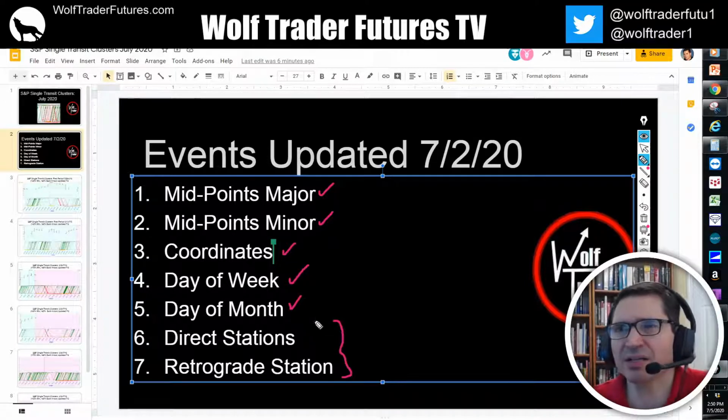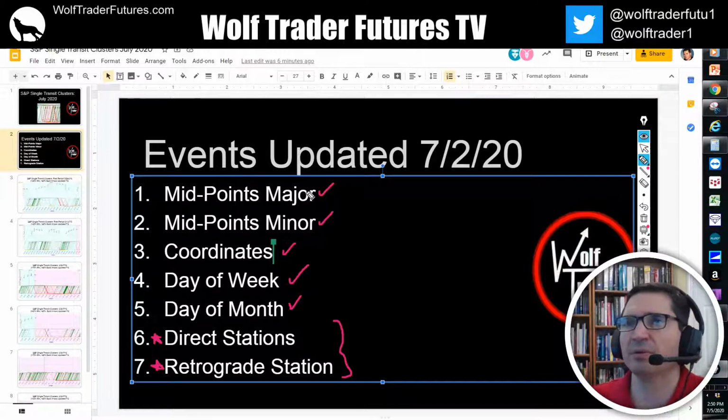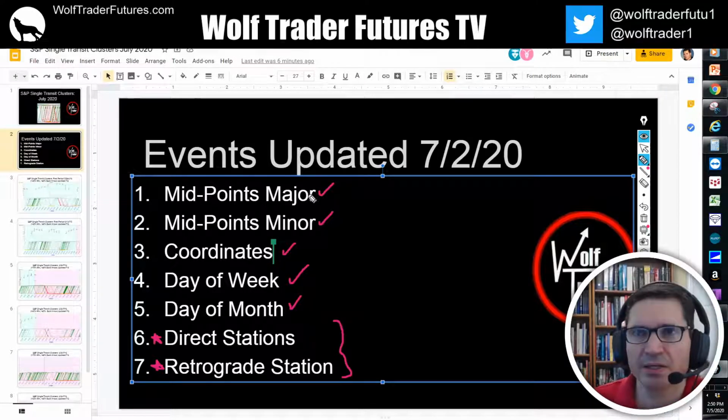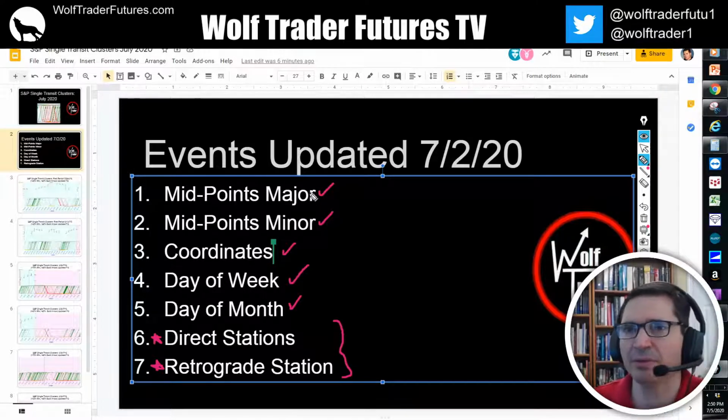This is so important because when planets make stations, it tends to affect the markets. It's a very powerful effect. One of the problems with just using stations or retrogrades is, sometimes we look at that and say, well, 3 planets are making stations or retrogrades, so there's a clustering of events. So something's going to happen. So the market might reverse on that date. Well, that can be true in some cases, but we want to know the exact direction, right?